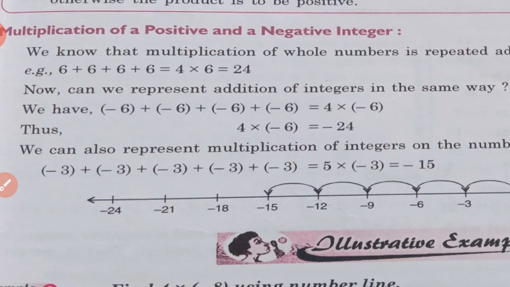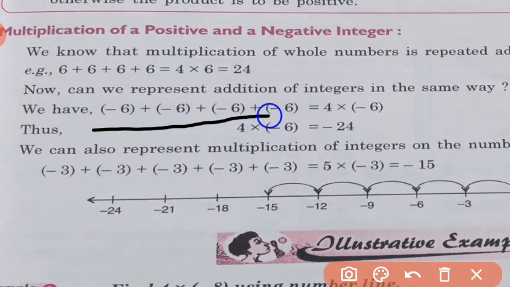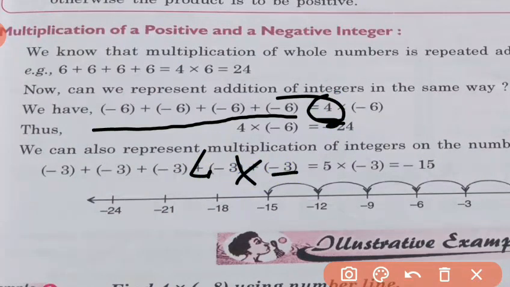Minus 6, how many times have we taken? 4 times. Minus 6 plus minus 6 plus minus 6 plus minus 6. We have to add minus 6 four times. So instead of adding four times, we can write in short form 4 into minus 6. So 4 into minus 6 is equal to minus 24.